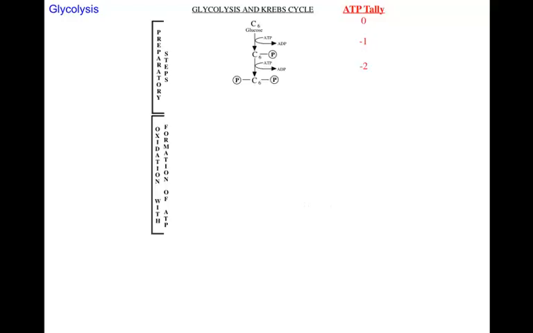Now, if that wasn't good enough, what do we do next? We add another phosphate group. We break down another ATP molecule, and now instead of being down 1 ATP, we're actually down 2 ATPs, and we end up with a molecule that has a phosphate group on either side. It's a 6-carbon molecule with a phosphate group on one end and a phosphate group on the other end, and we've used up 2 ATPs.